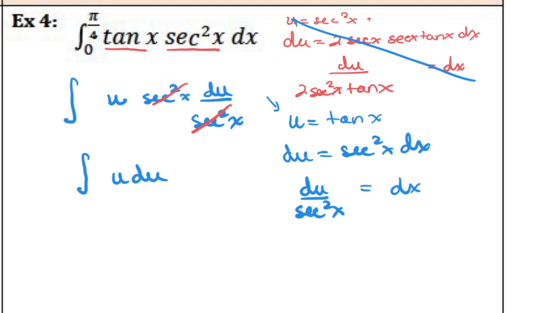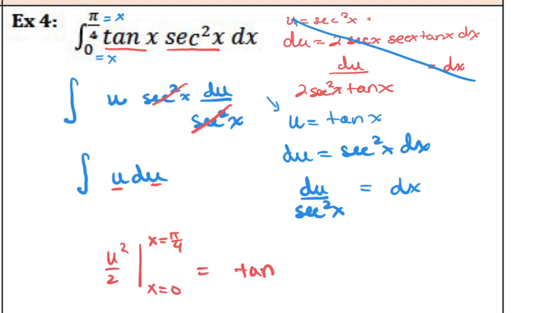Now, let's think about these endpoints. We've been working with endpoints. When we have pi over 4, that's an x value. 0 is an x value. These terms say u. They are u values. You have 2 choices. You can find the antiderivative, u squared over 2 plus c. Don't need my c since it's a definite integral. And then replace these values with x equals 0 and x equals pi over 4 after you've replaced the u.